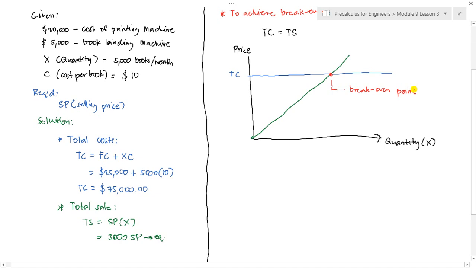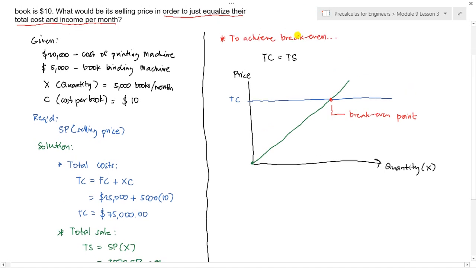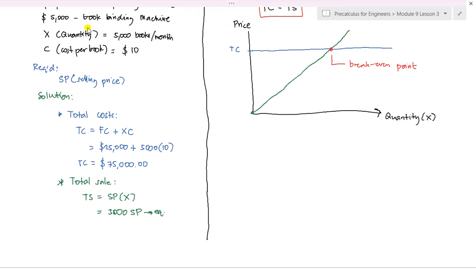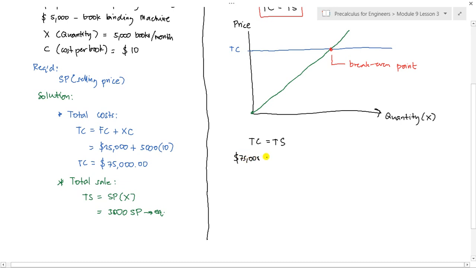Okay, break even point. Therefore, what we need to do here is equate the total cost line and the total sale, because if we equalize these, we can solve for the break even point. So let's do that. We have total cost equals total sale. Our total cost here is $75,000. That is what they spent, and it is equal to their income.